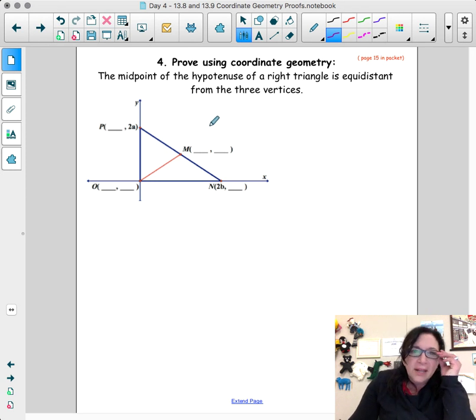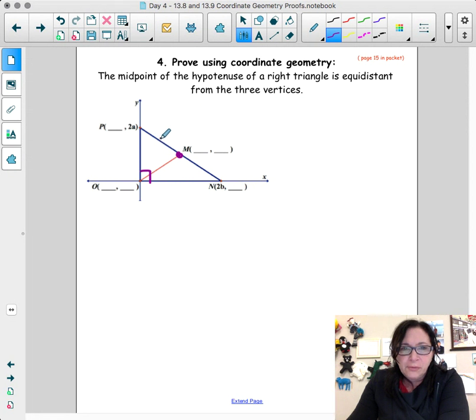Let's see here. It says the midpoint of the hypotenuse of a right triangle. So the midpoint of the hypotenuse of a right triangle, so that must be my midpoint, is equidistant from the 3 vertices. So I'm trying to prove that this length is congruent to this length is congruent to this length.